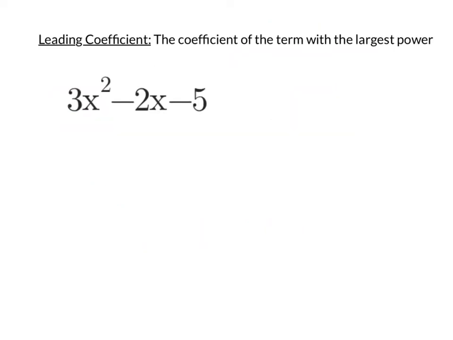Now let's try and do that when we have a leading coefficient. First of all, what is a leading coefficient? That's the coefficient, or the number, that's multiplied by the variable, but it's the coefficient of the term with the largest power. So when we're talking about a quadratic, we look for that x squared term, and the leading coefficient that I'm talking about is that 3.